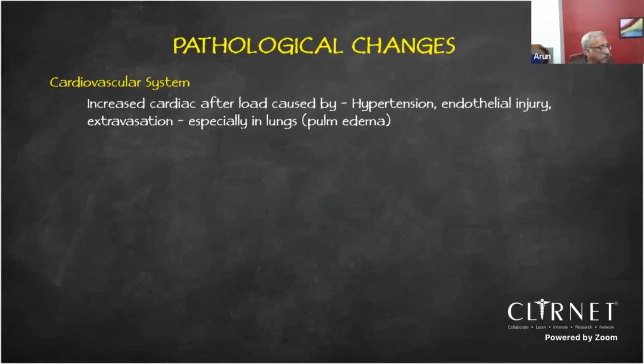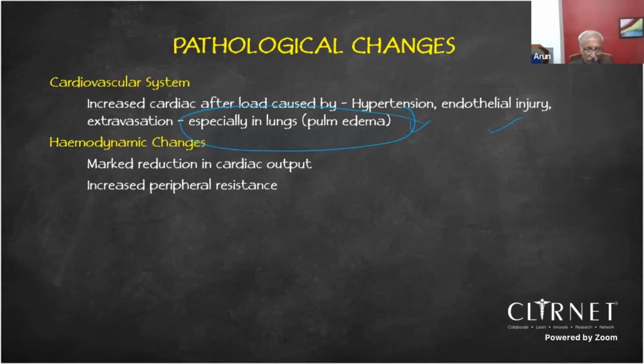Cardiovascular system. The cardiovascular system undergoes changes. There is increased cardiac afterload, which leads to hypertension and endothelial injury. In fact, these are the reasons for afterload, hypertension, and endothelial injury. There occurs exacerbation that may be a reason for marked reduction in cardiac output and increased peripheral resistance.